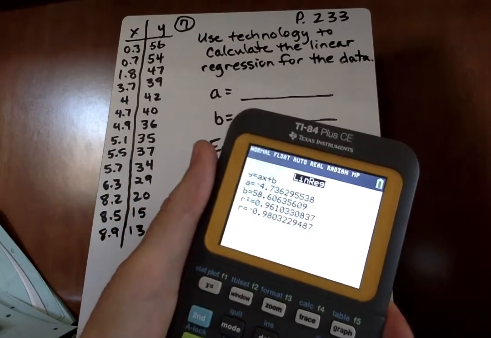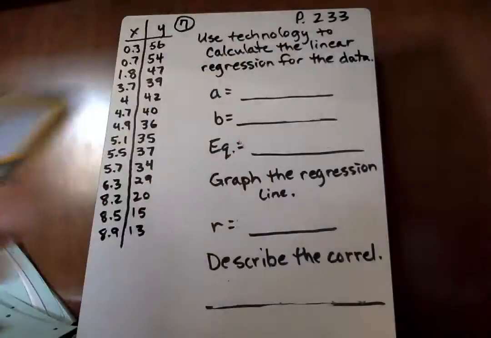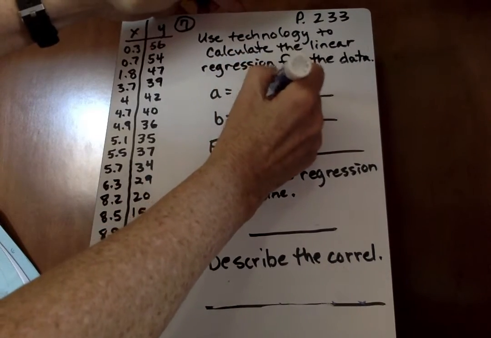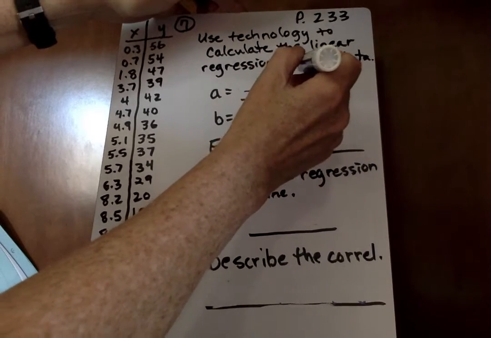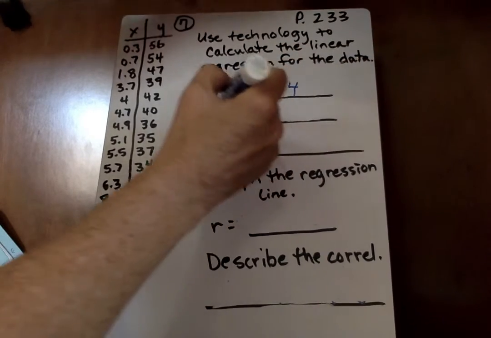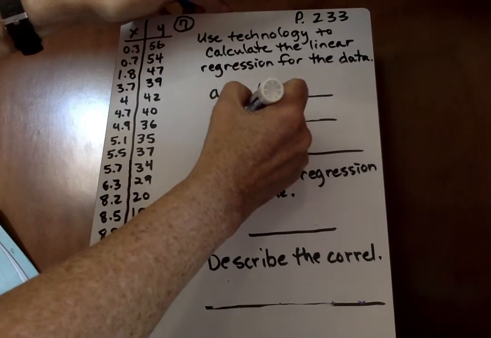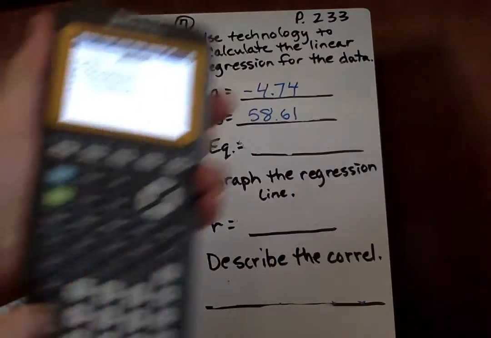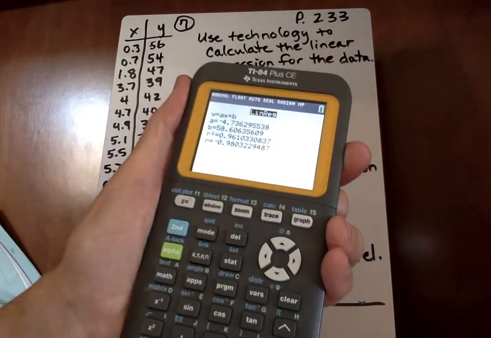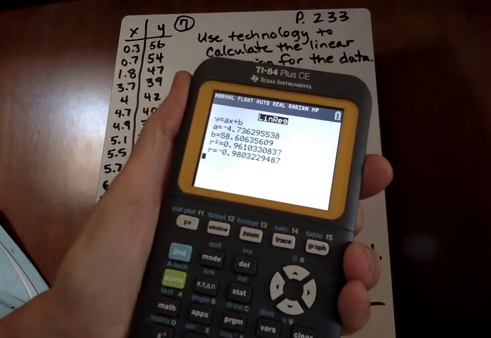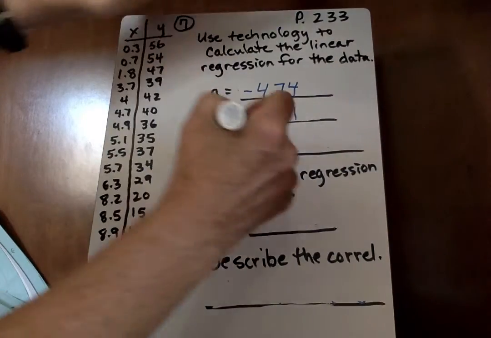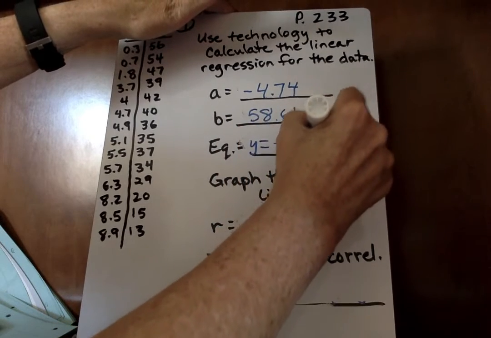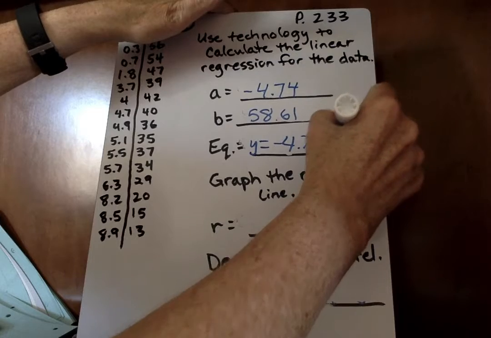It tells us that A is negative 4.736, so I'm going to round that to negative 4.74. B is 58.61, and again, I rounded that one as well. Make sure you know how to round correctly. I'm going to have to mark off if you don't round correctly when we do this on the test. Our equation is y equals negative 4.74x plus 58.61.